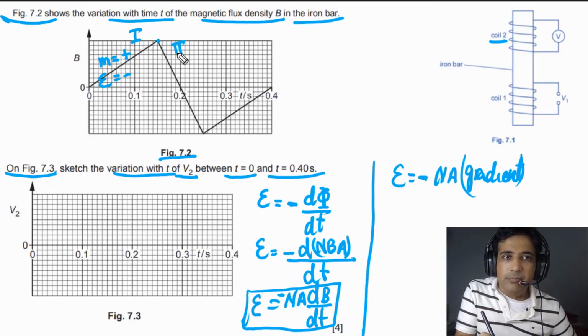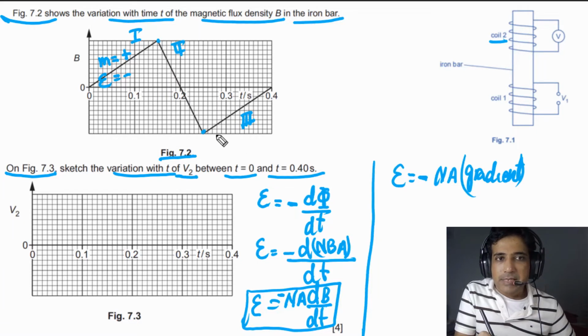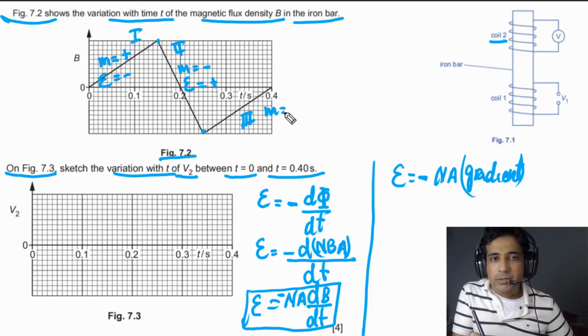And in the second part of this figure, you can see this is the second part. And this one, we can say this is the third part. In the second part, gradient is negative, so the EMF induced has to be positive. In third part, gradient is positive, so the EMF induced has to be negative.